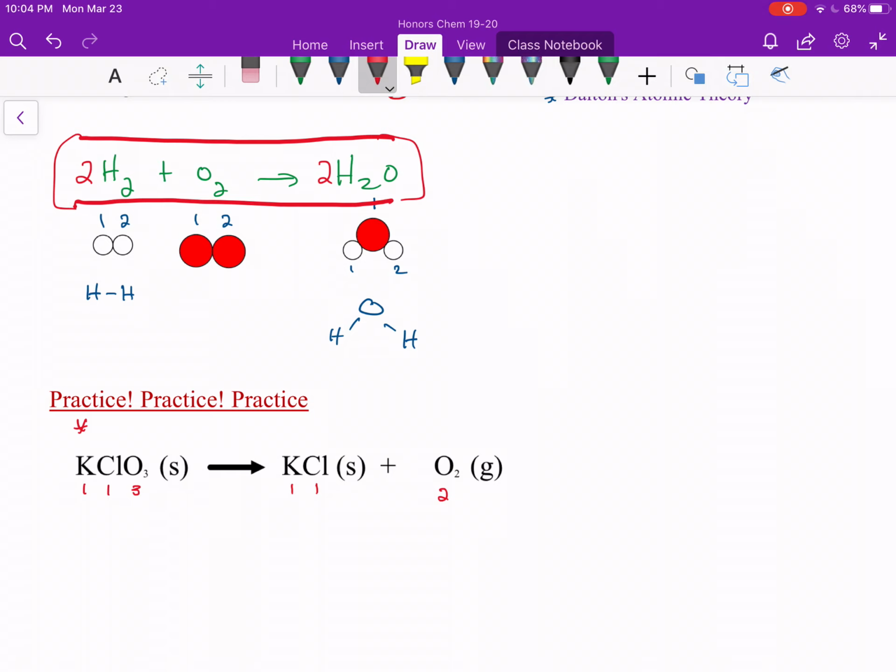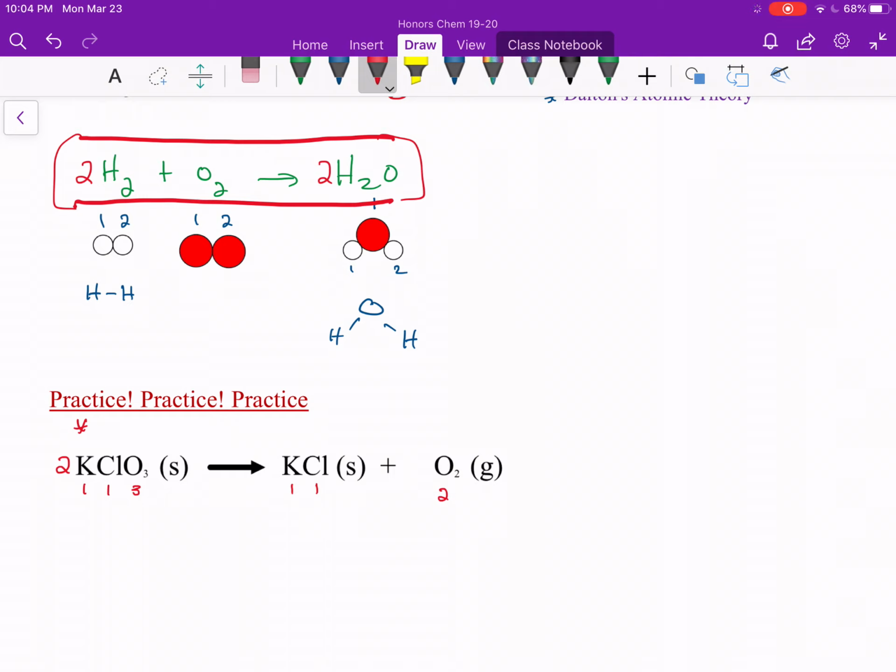So this is obviously not balanced, so what do we got to do? Well, when we have a situation when we have an even number on one side and an odd number on the other, I'm going to ask you to double the odd number. So in that case, I have to double this. I'm going to put a 2 out front.